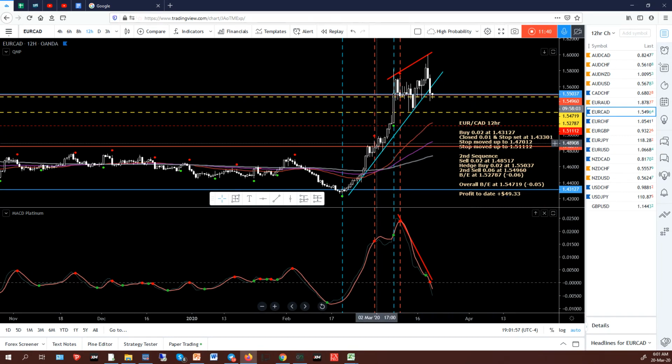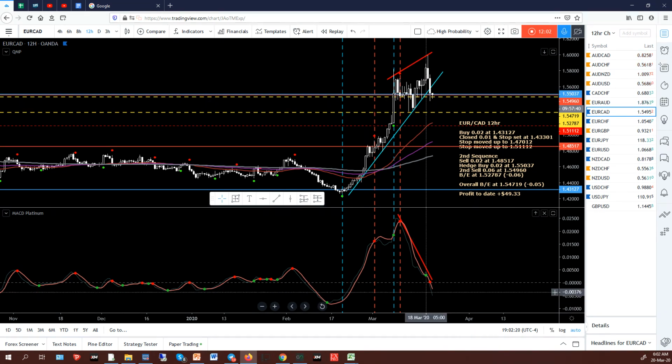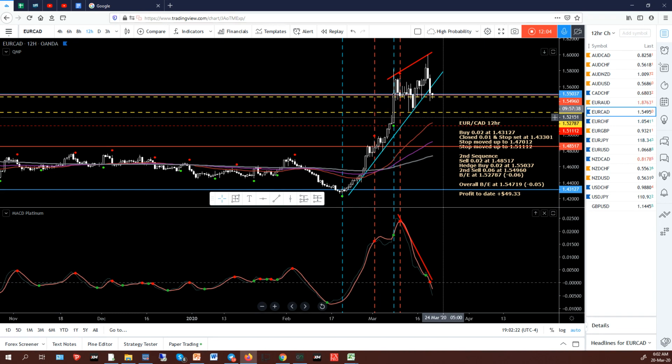Then I started a new sequence, so it's sell, buy, hedge buy, second sell. Then it went against me badly, and I've drawn this trend line, come down. It's getting close to my overall break-even level, which is the top yellow line. This bottom yellow line, I should really probably get out of this trade completely, but I'll just give it the day and see how it goes. Because the MACD Platinum's through the zero level, I don't really want to push my luck too much.